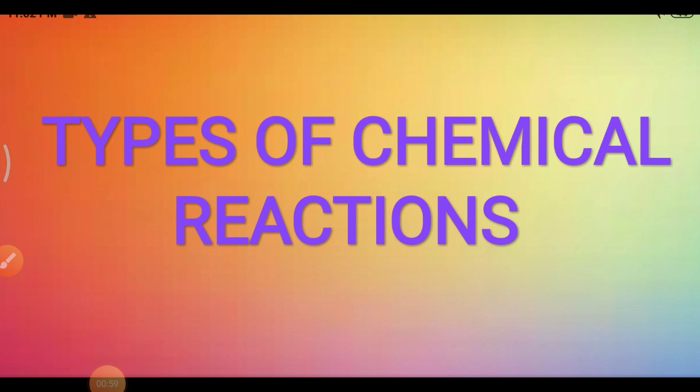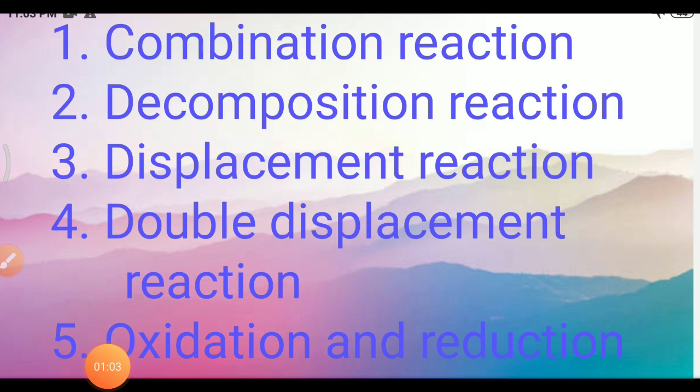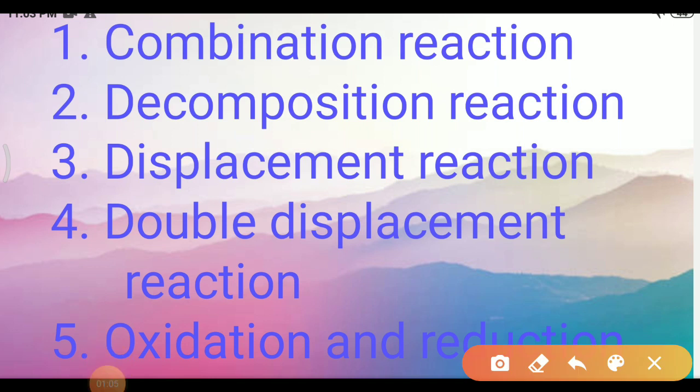Now we will study types of chemical reactions. The main chemical reactions are of 5 types. First, combination reaction. Second, decomposition reaction. Third, displacement reaction. Fourth, double displacement reaction. And fifth, oxidation and reduction.